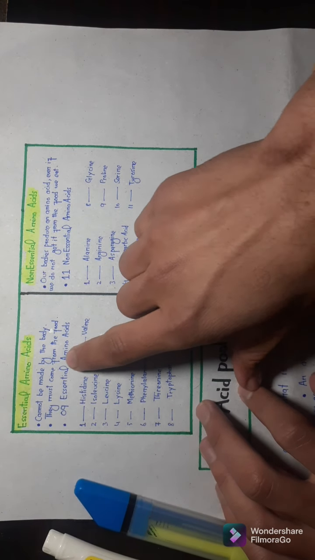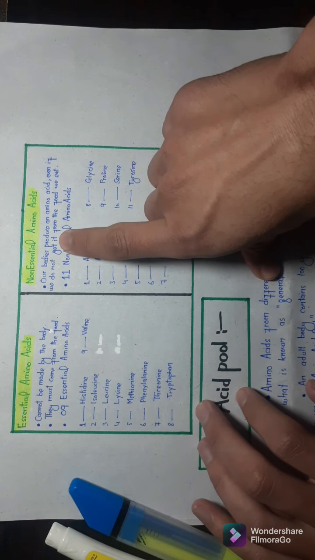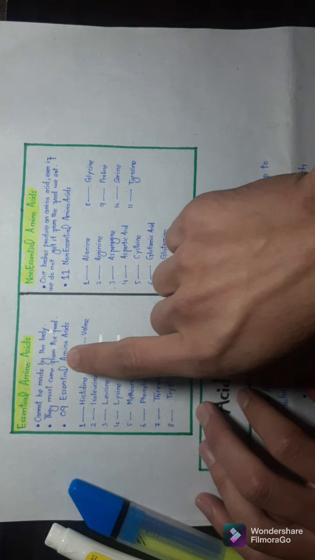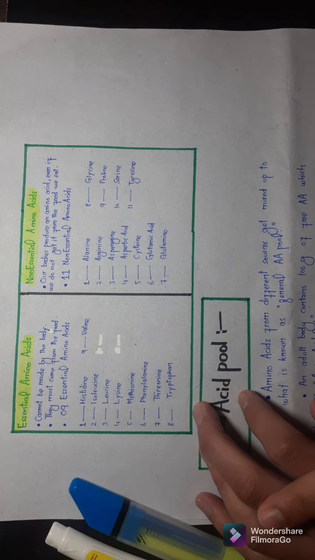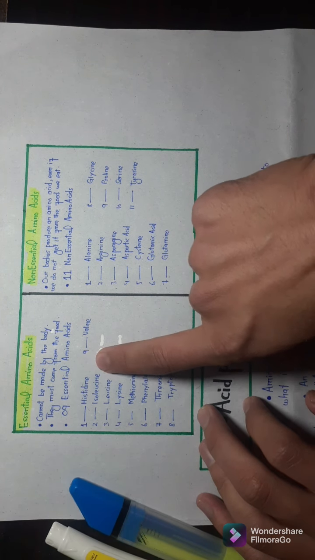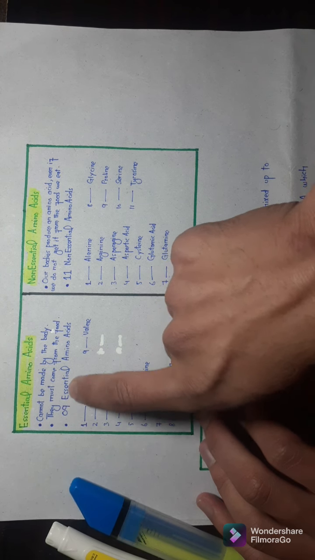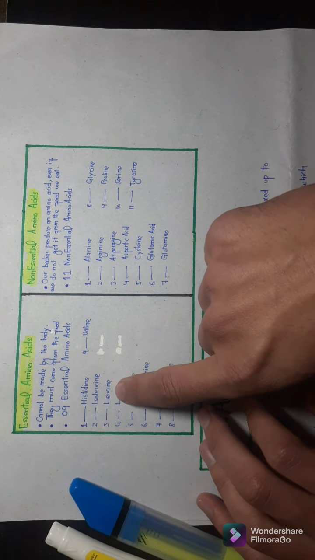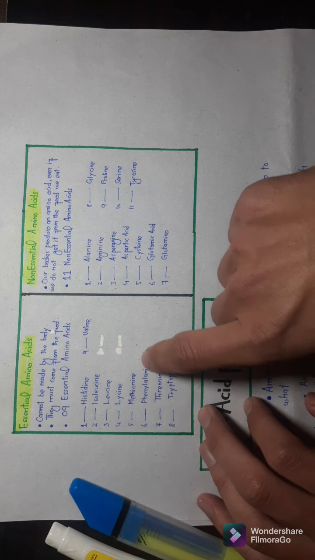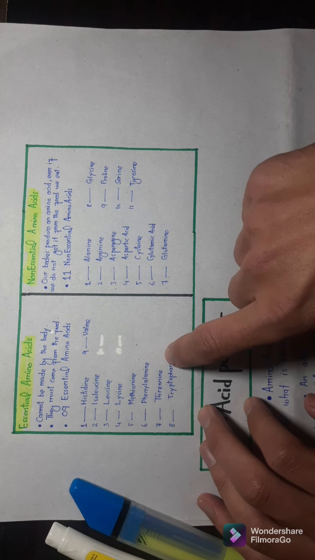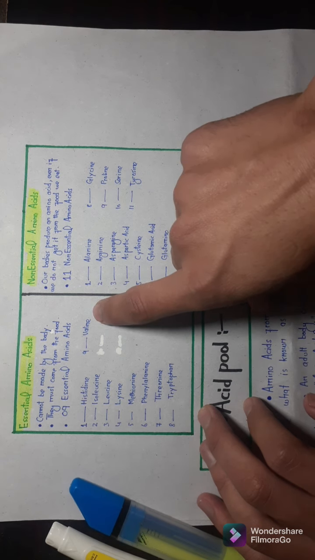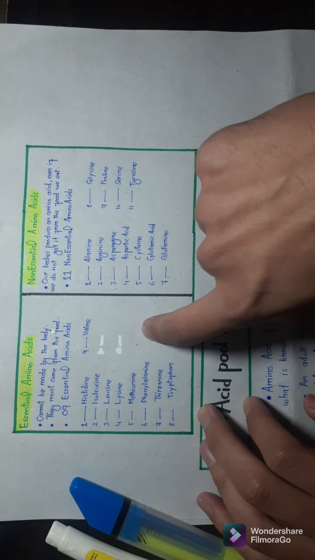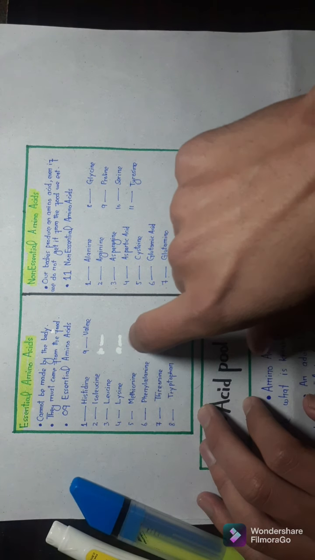Now, what are essential amino acids and non-essential amino acids? Essential amino acids cannot be made by the body. They must come from the food. There are 9 essential amino acids: histidine, isoleucine, leucine, lysine, methionine, phenylalanine, threonine, tryptophan, and valine. These are the essential amino acids. They are 9 in number.